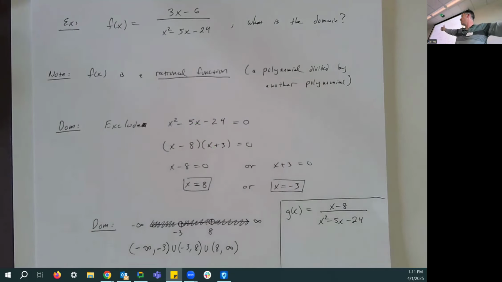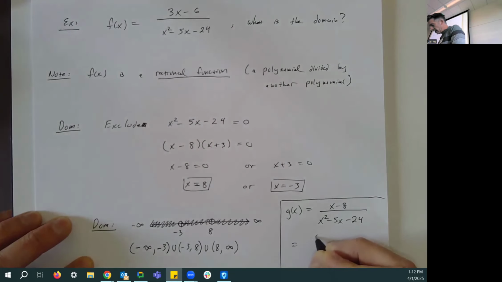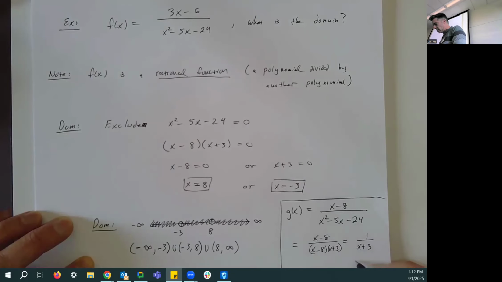Yeah, it's a thumbs up, right? Even though we could simplify this function and cancel the factor of x minus 8, that doesn't mean the domain still gets to include the 8. The 8's a problem whether or not we cancel it. In fact, if we simplify this as x minus 8 over x minus 8 times x plus 3, and cancel the x minus 8s to get 1 over x plus 3, we have to write ourselves a note saying, but x can't be 8.